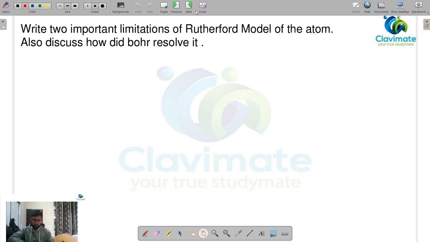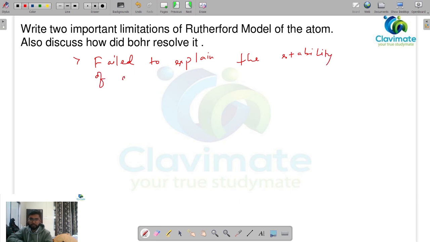Next question is that write two important limitations of Rutherford's model of atom, and also we need to discuss how Bohr resolved it. So basically his model of atom, to be precise, failed. First of all, it failed to explain the stability of atoms. Then also the arrangement of electrons in a circular path was not defined.